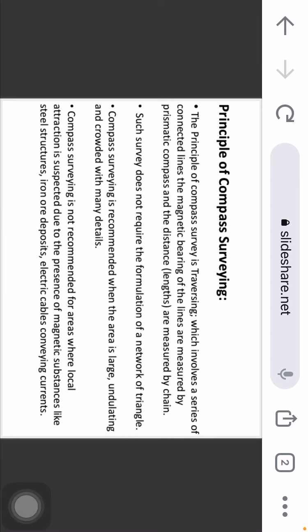Traversing is plotting any geometric figure, or else you can say plotting a series of lines, which give you the detail of the area, both angular measurement and distance measurement. Such a survey does not require formation of a network of triangles. A network of triangles comes into the picture whenever you go for triangulation, so you neglect it. In compass surveying we will just study the basic principle in which we go for traversing.